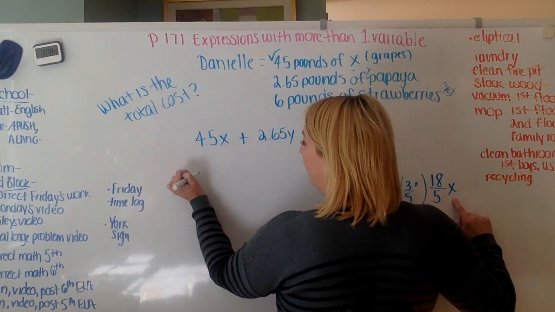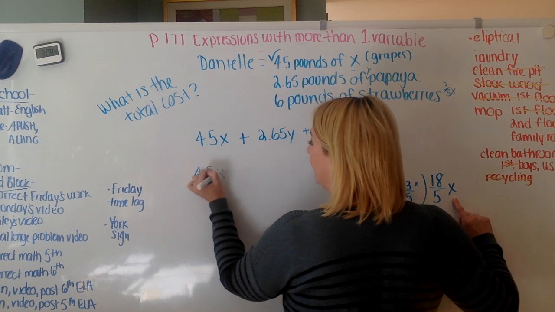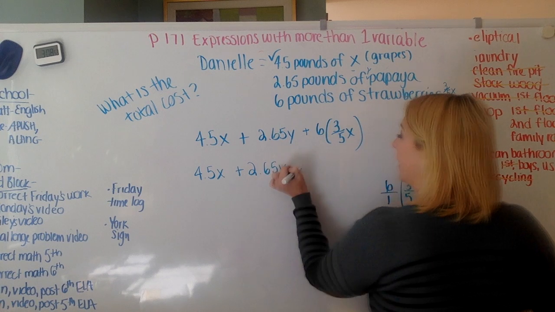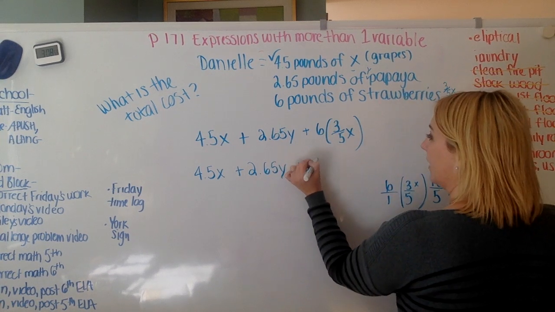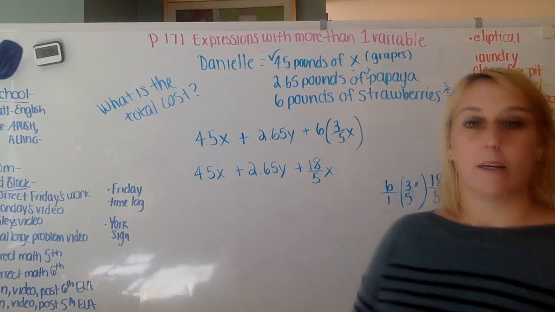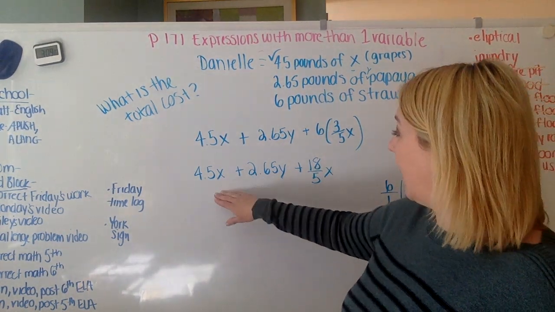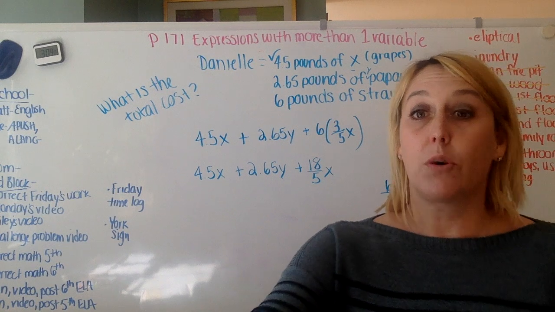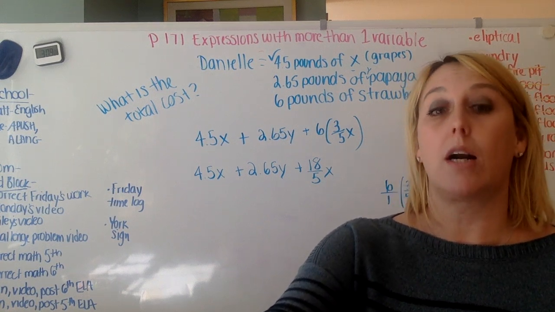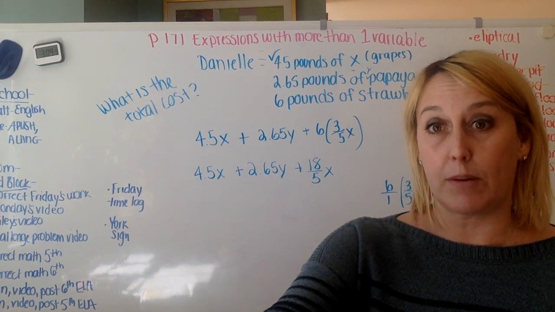So now I have 4.5X plus 2.65Y plus 18/5 X. Am I done here? Well, I have an X, a Y, and an X term. So I am not done. I can still combine those X terms because they are like terms. They're both in the X family.